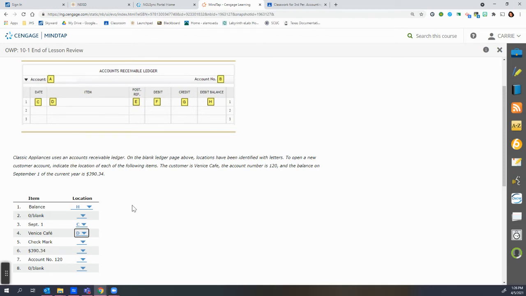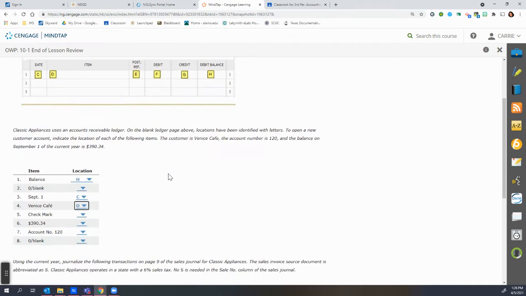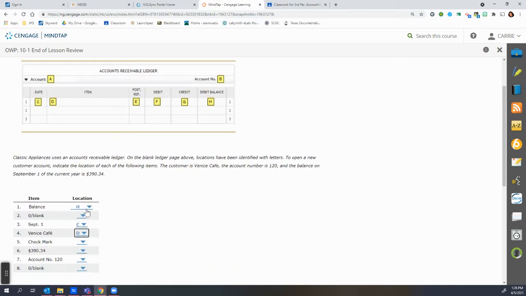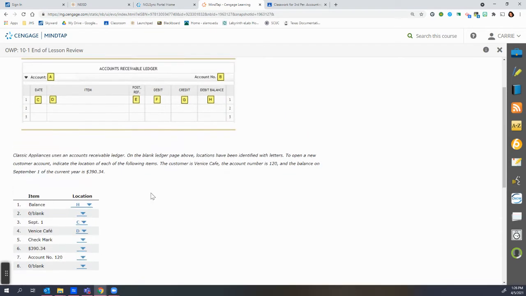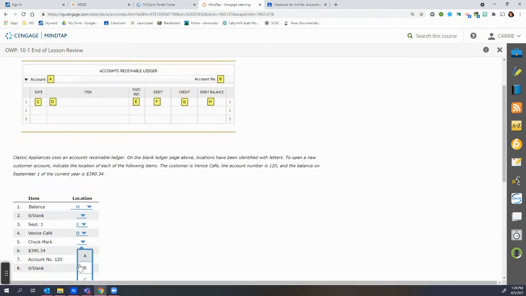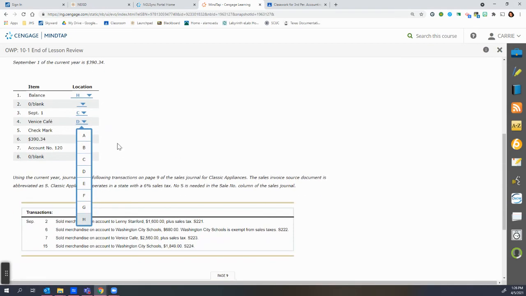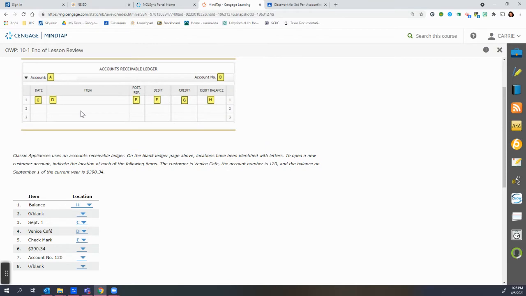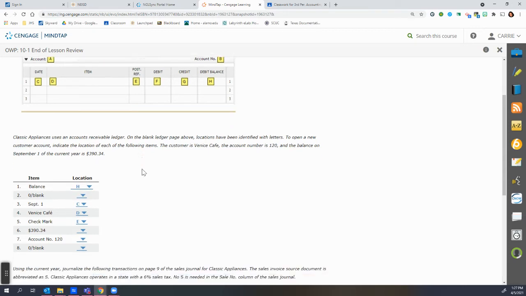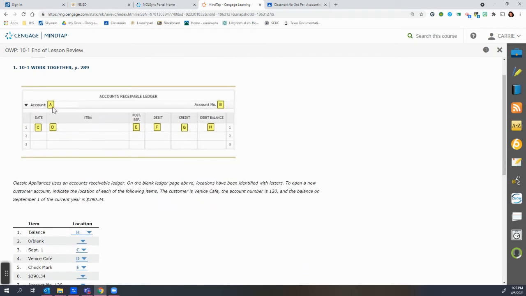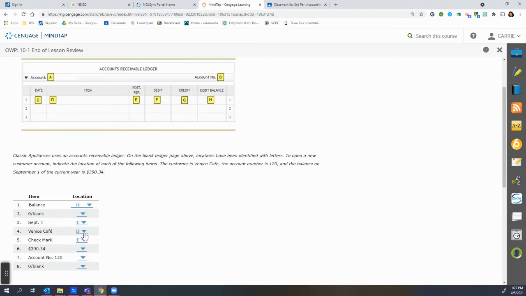Oh, I'm sorry. So this is actually one that they want us to open with the balance. So the balance is going to go on H. The zero blank, I don't think it would go anywhere. The check mark is going to go on E. September 1 is going to go C. Venice Cafe is not going to go there. It's going to have to go on the next one. Oh, Venice Cafe, I'm sorry. Venice Cafe is the name of the company, so it's going to go on A.